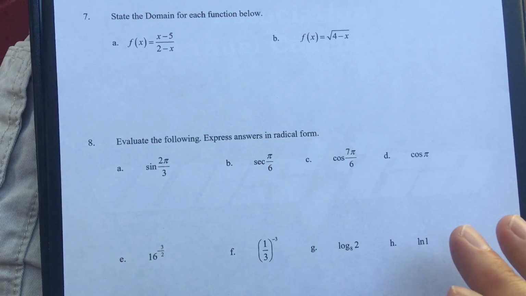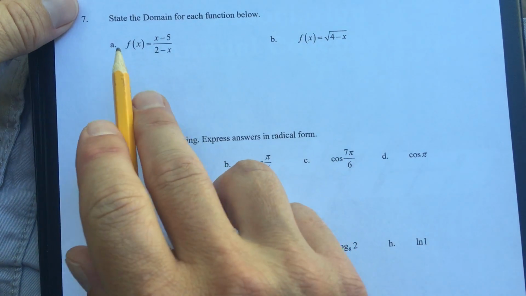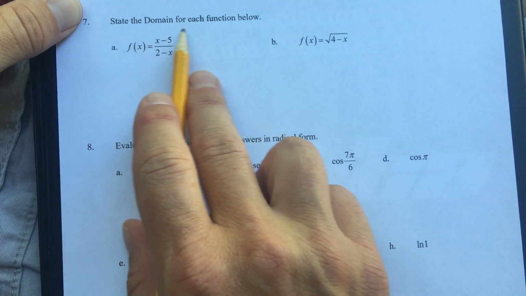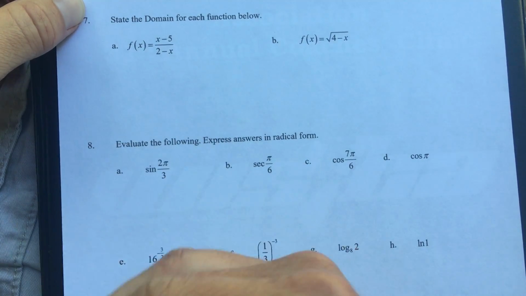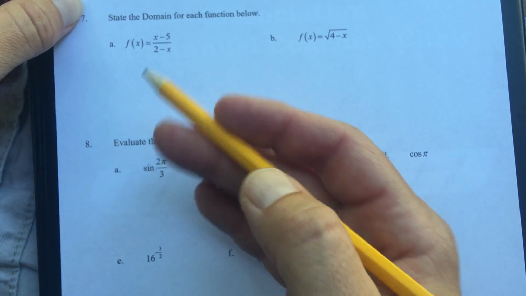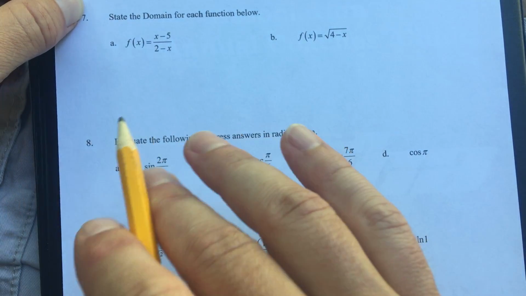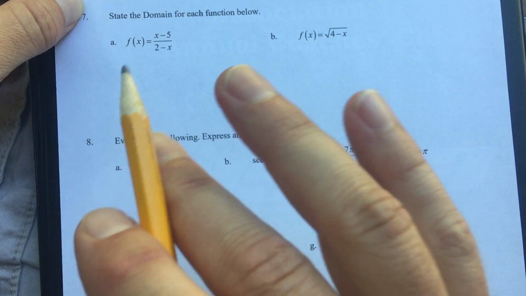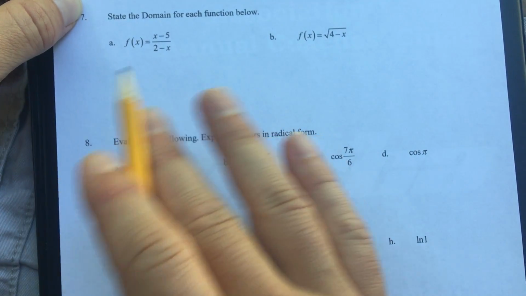All right, we're on to page 3 now of the test review, and the first question asks you to state the domain for each function. Now, the domain technically are all the values that x could equal for this function. And what I think is an easier question to answer is, well, what could x not equal? What would cause a problem?